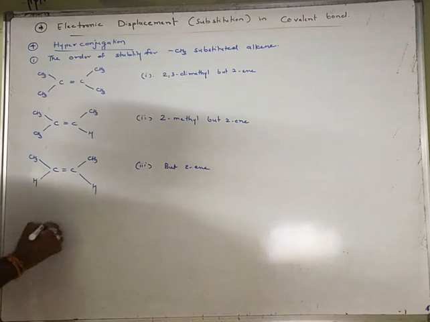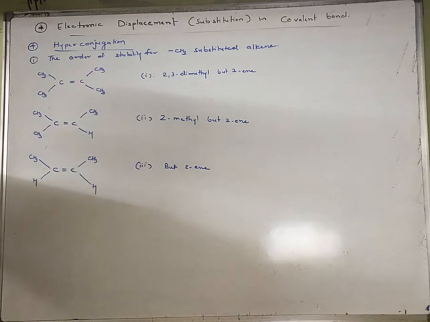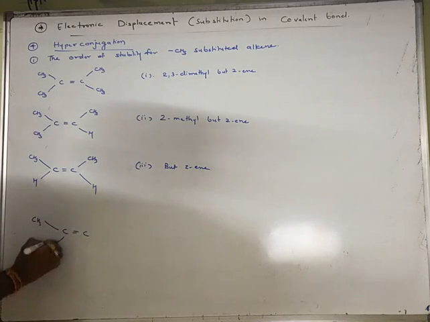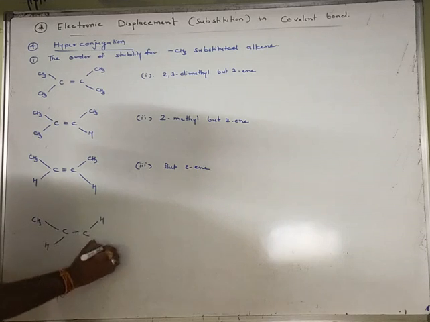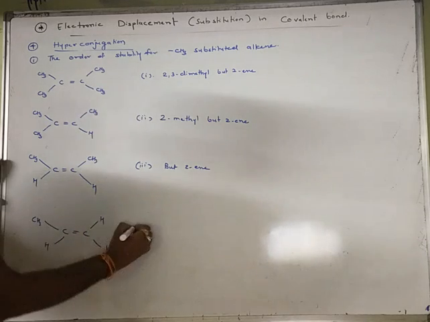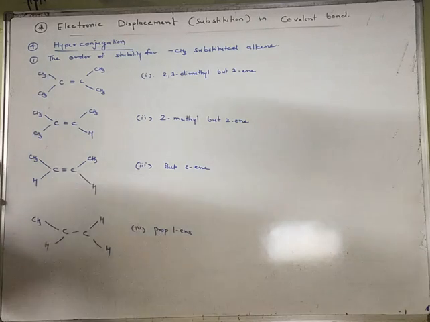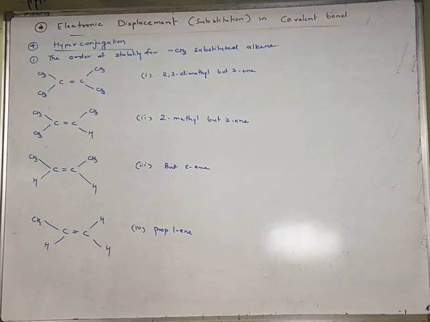And the fourth one, okay, CH3, then C double bond C, here H, here H and here H, so the fourth one is prop-1-ene. Is it clear? So all these are the 4 different structures.